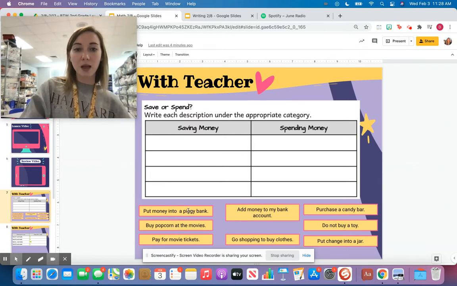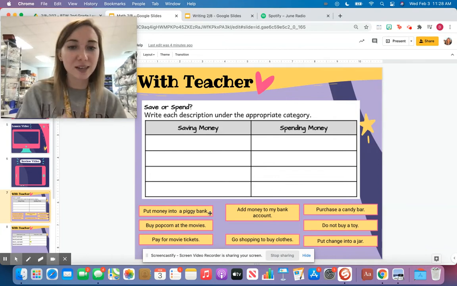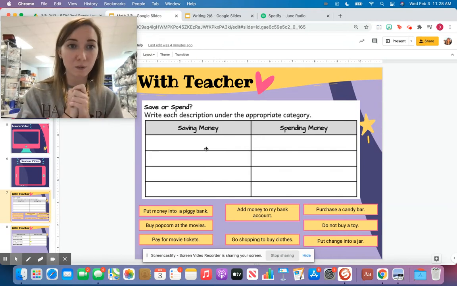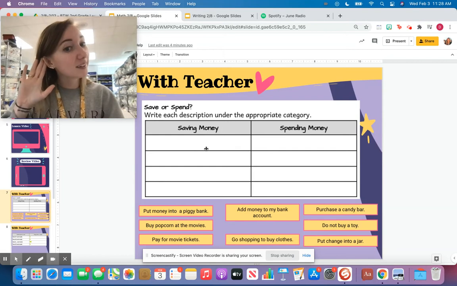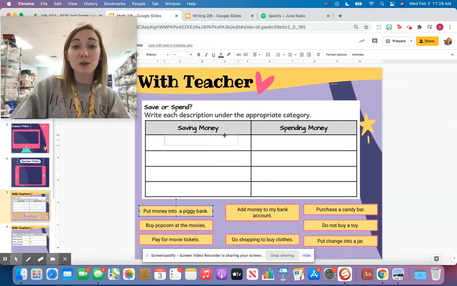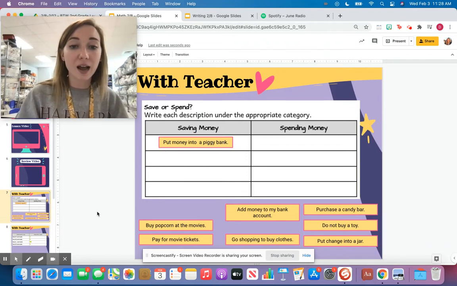So here we go. I see put money into a piggy bank. If I put my money into a piggy bank, do you guys think I'm saving my money, like keeping it, or am I spending it, like trading it for something? What do y'all think? Putting money into a piggy bank is saving money, right? That's money that you can use later because it's still yours. Very good. Thank y'all for your help.